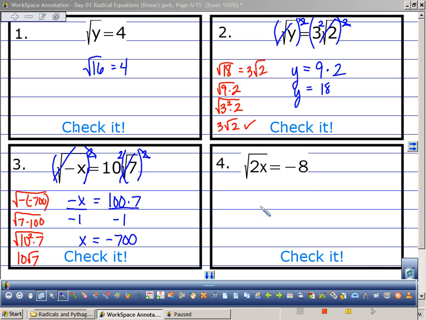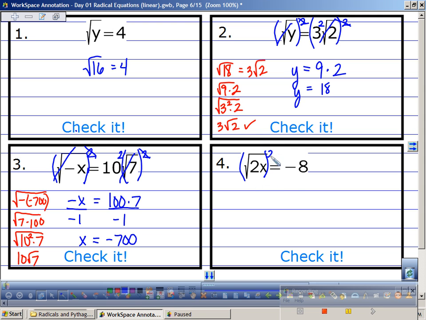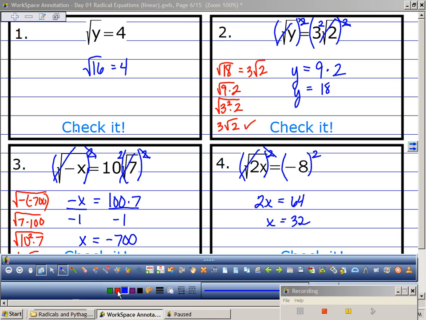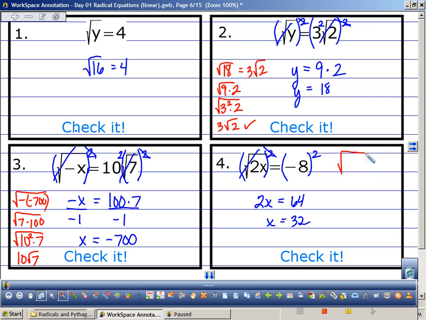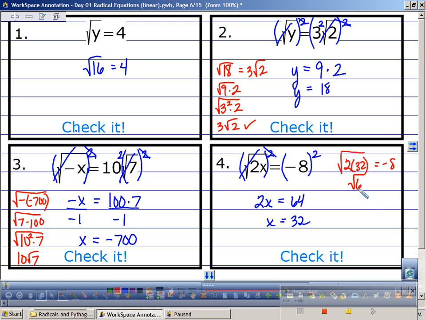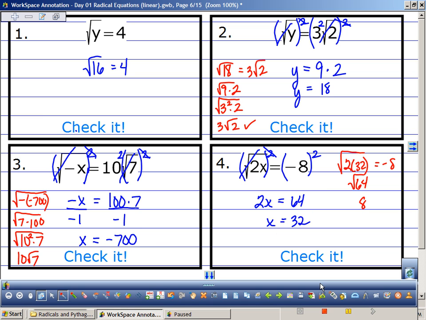Okay, what do I do with this one? Square both sides. When I square both sides, this square root goes away, and I'm left with 2x equals what? So x equals 32. Let's check it. So 2 times 32 is how much? What's the square root of 64? Does it work? Why? It's a negative 8. This is really important, guys. Whenever you're squaring something, if you square a negative like that, you lose the negative sign. So this is an extraneous solution. We're going to talk about that in just 1 second.